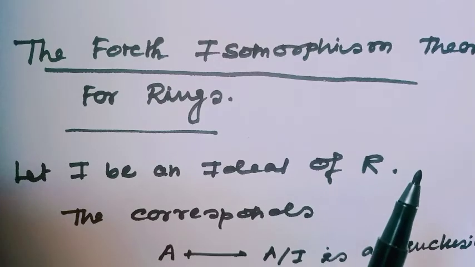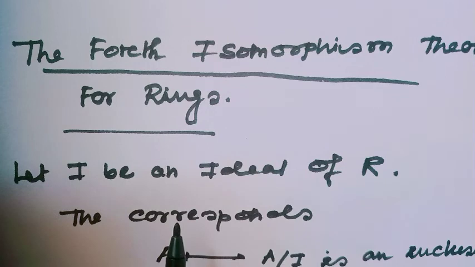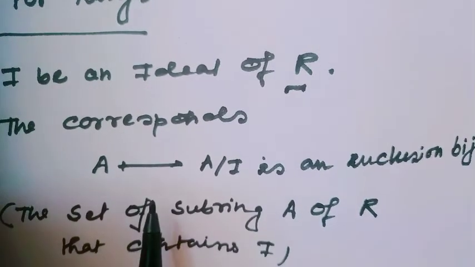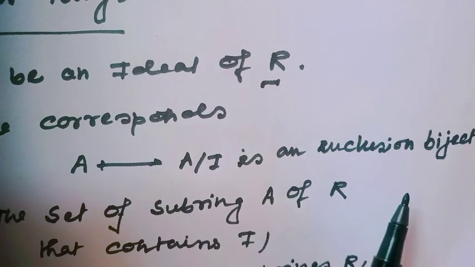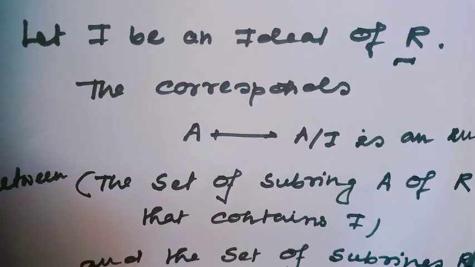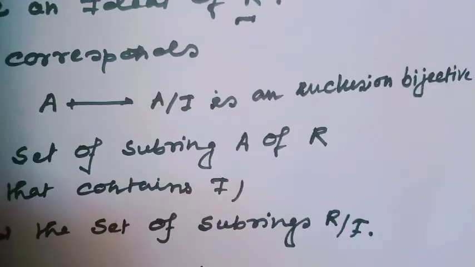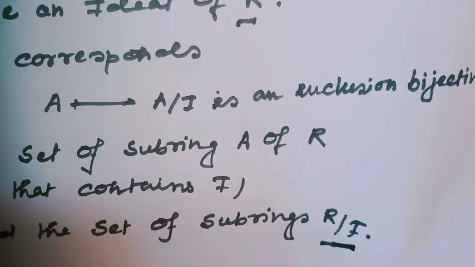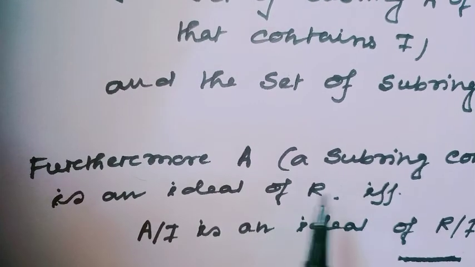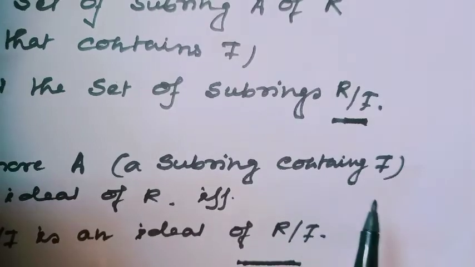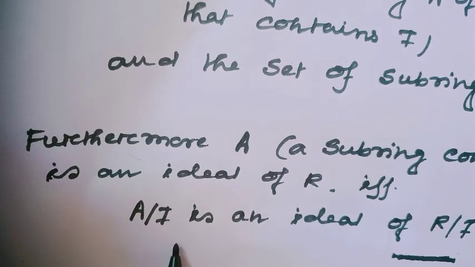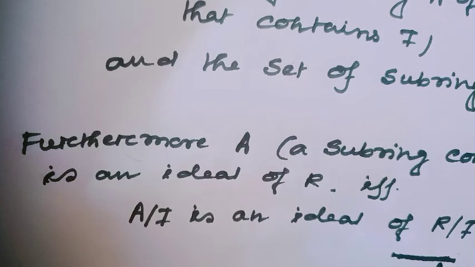I will show the fourth isomorphism theorem for rings. Let I be an ideal of the ring R. Then there exists a correspondence A to A mod I, which is an inclusion-preserving bijection between the set of subrings A of the ring R that contain I and the set of subrings of R mod I. Furthermore, a subring A containing the ideal I is an ideal of the ring R if and only if A mod I is an ideal of R mod I.